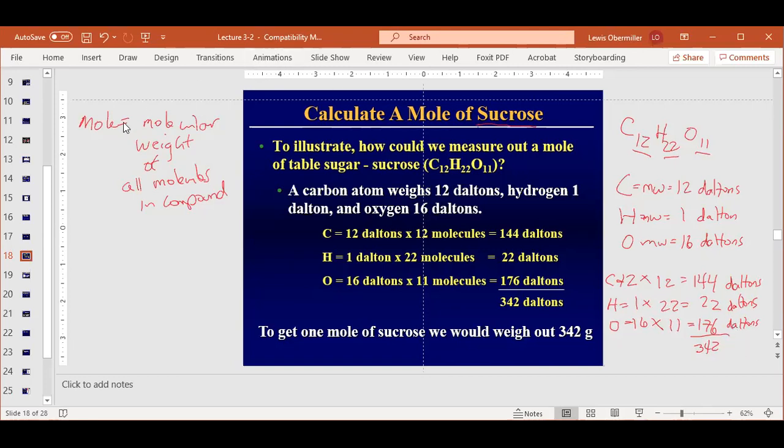But remember, because we're doing moles, we have to convert the molecular weight of that compound to grams. So all we do is, instead of putting Daltons, just put grams. And so 1 mole of sucrose weighs 342 grams. So if I ask you to bring me a mole of sucrose, you could get a bag of sugar from the grocery store, pour it on a scale until it weighed 342 grams, and then hand it to me. And that would be a mole.